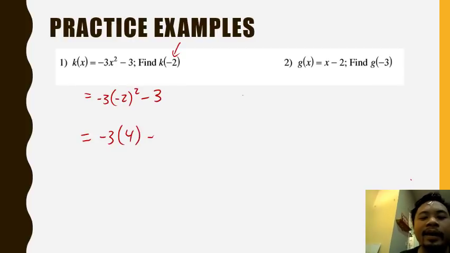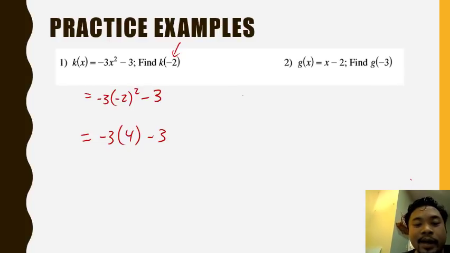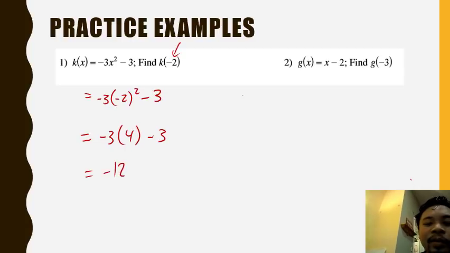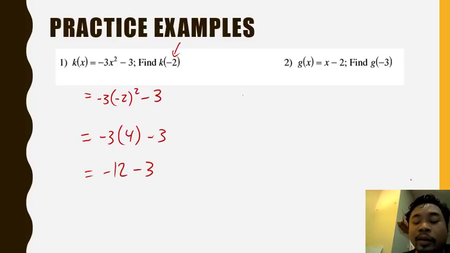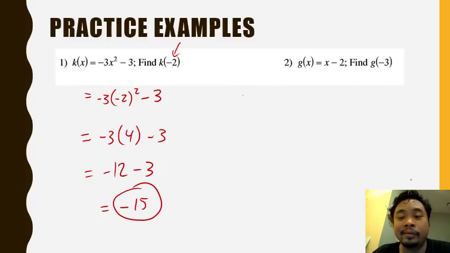Cool. There's my next step. My next step here requires me to multiply because I know that's what comes next in my order of operations. -3 times 4 gives me -12. And that -3 still comes down because I haven't done anything with it yet. -12 minus 3 here, plain and simple, is -15. And bada bing, bada boom, -15 is my answer.